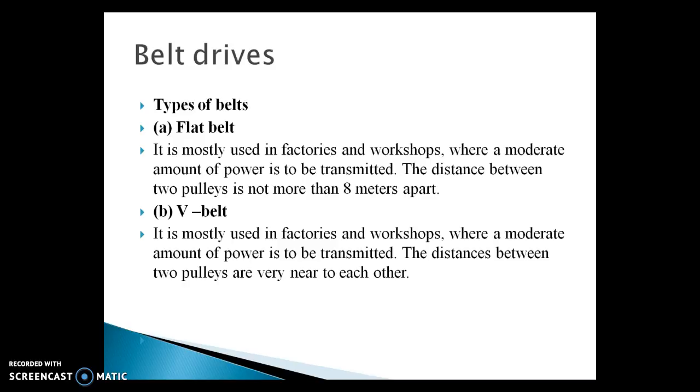There are two types of belts available. One is flat belt, the other one is V-belt. Flat belt is mostly used in factories and workshops where a moderate amount of power is to be transmitted. The distance between two pulleys is not more than 8 meters apart. Examples are flour mill. And the second one is V-belt. It is mainly used in factories and workshops where a moderate amount of power is to be transmitted. The distance between the two pulleys is very near to each other. Example, lathe.